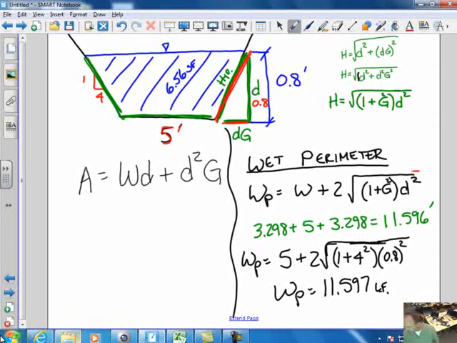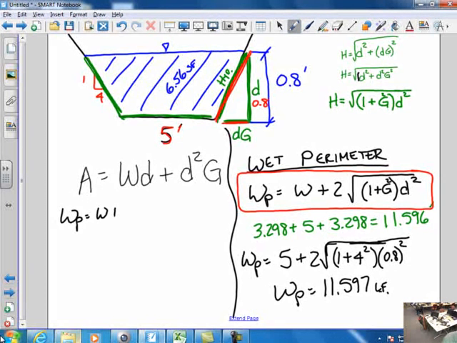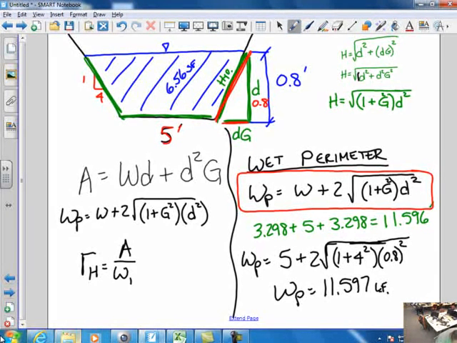This is the equation that you'll see for the wetted perimeter of a trapezoid, where this is the area. My wetted perimeter is equal to W plus 2 times the square root of the quantity 1 plus my grade squared times my depth squared. So that's the equation for my wetted perimeter. And thus, my hydraulic radius is equal to the area divided by my wetted perimeter.